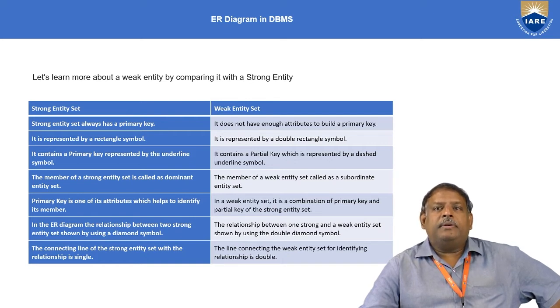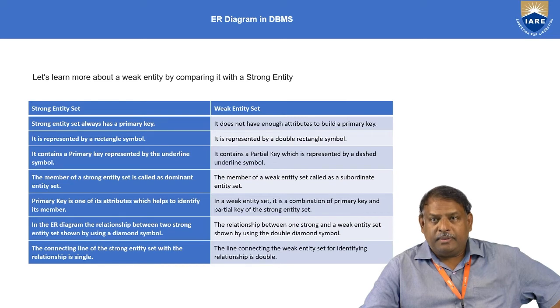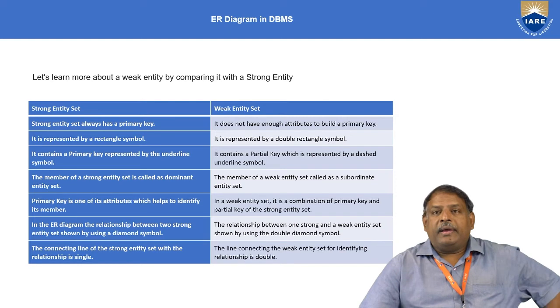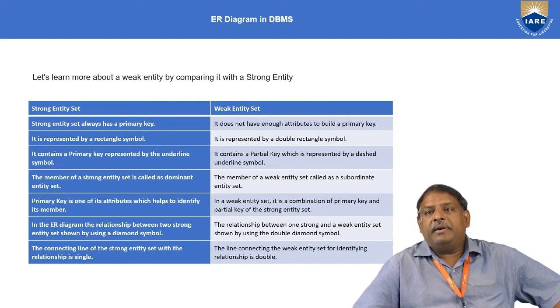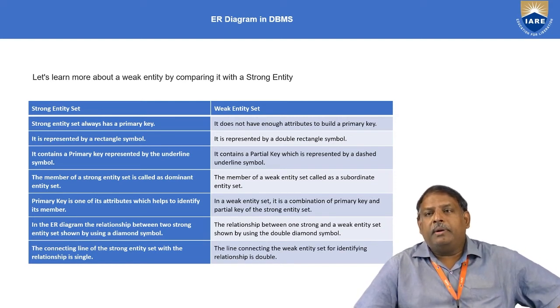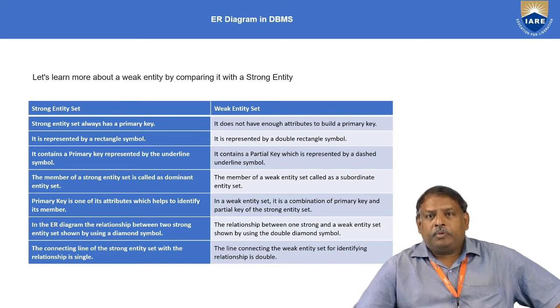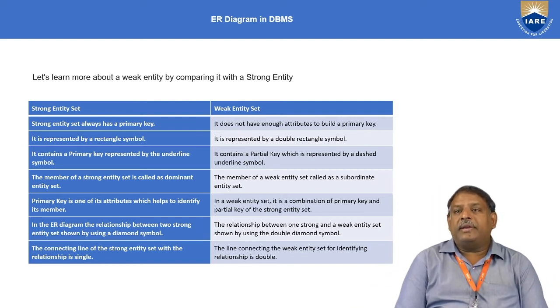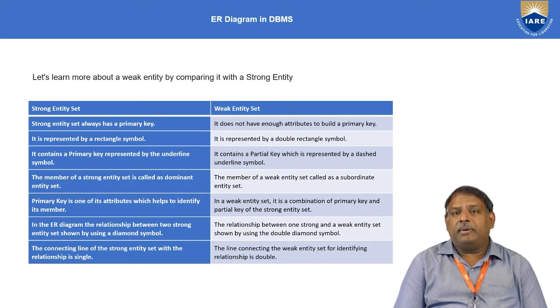A strong entity is represented by a rectangle symbol, whereas the weak entity is represented by a double rectangle symbol. A strong entity contains a primary key, which is represented by an underline, whereas a weak entity contains a partial key, which is represented by a dashed underline.